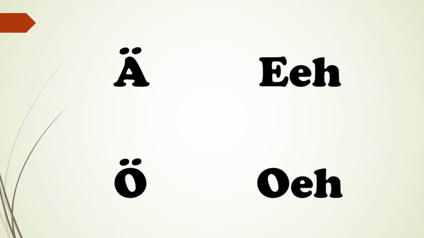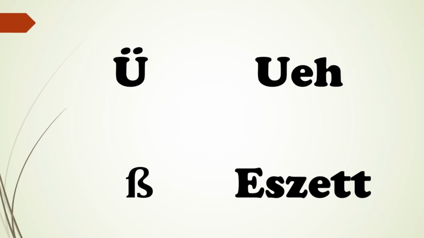And when the umlaut appears on O, the pronunciation of this letter becomes Ö. The next one is U. When you have the umlaut on U, the pronunciation becomes Ü. And finally we have a character which is ß, and it is used in place of a voiceless double S following a long vowel.